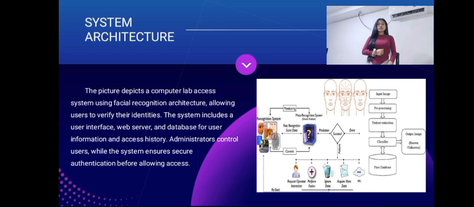The system architecture consists of a user interface, a web server, and a facial recognition engine. When a user attempts access, the system captures their image, processes it, and performs feature extraction. The image is then compared to the face database. If there is a match, access is granted. Administrators can also monitor activity and intervene when needed.